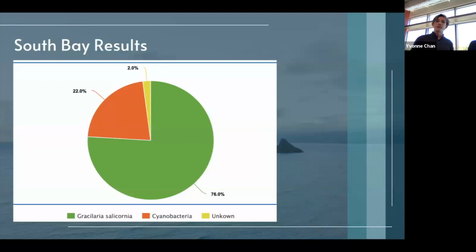So for our results, the first bay that we'll look at is the South Bay. For the South Bay, we found all invasive species. The most common species that we found was Gracilaria salicornia, which we previously believed we would find. But then we also found cyanobacteria and unknown. The unknown parts are algae that we cannot identify with our naked eyes, and it was too variable, so instead of just guessing and assuming that it was a certain species, we decided to put unknown. So we ended up having 76% Gracilaria salicornia, 22% cyanobacteria, and 2% unknown.